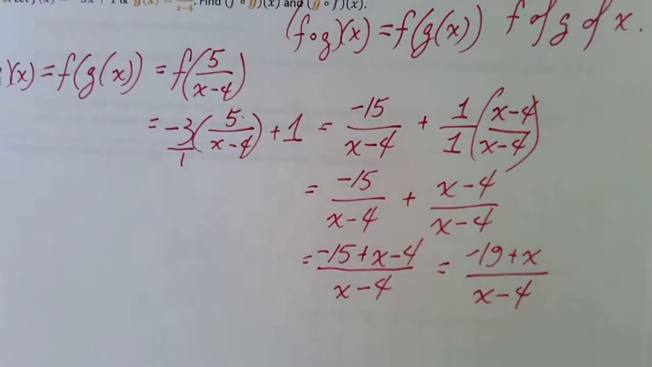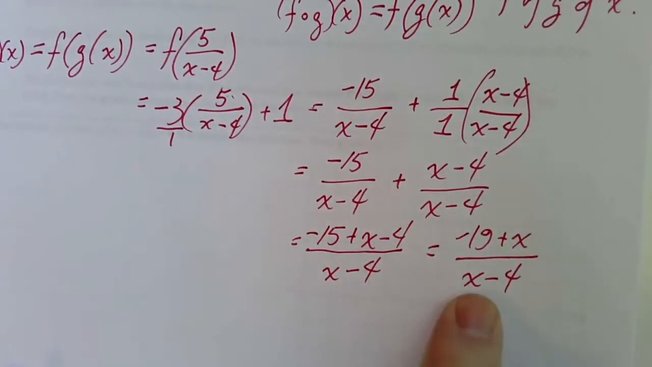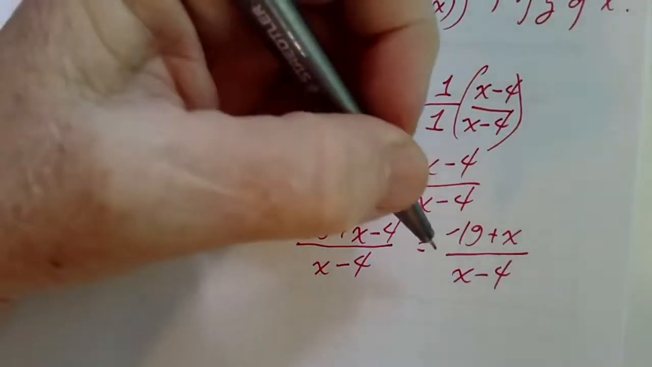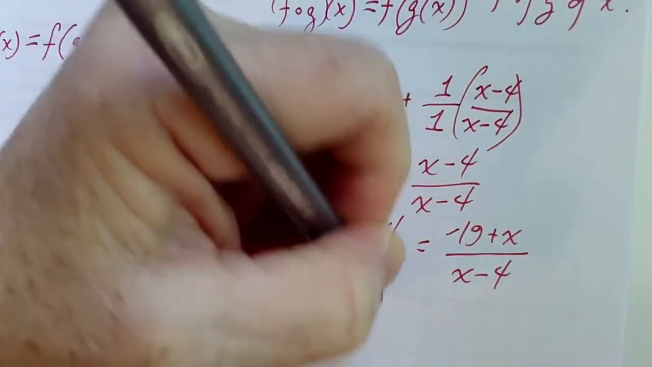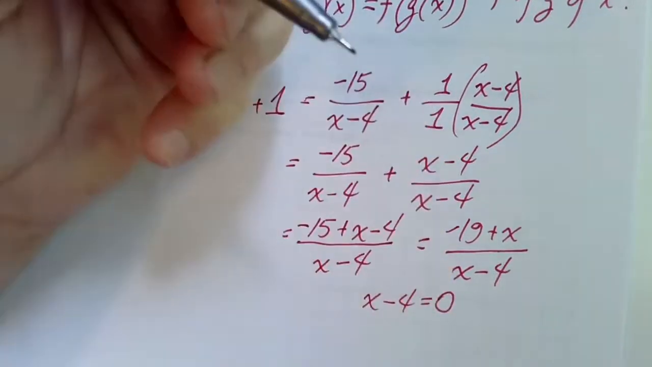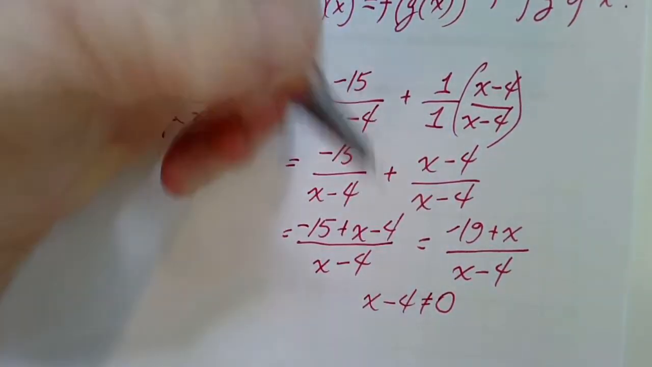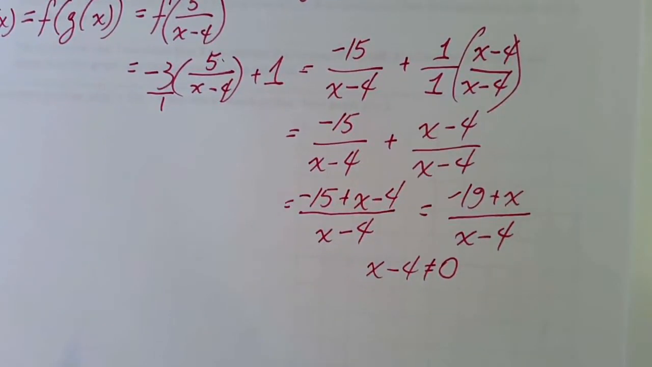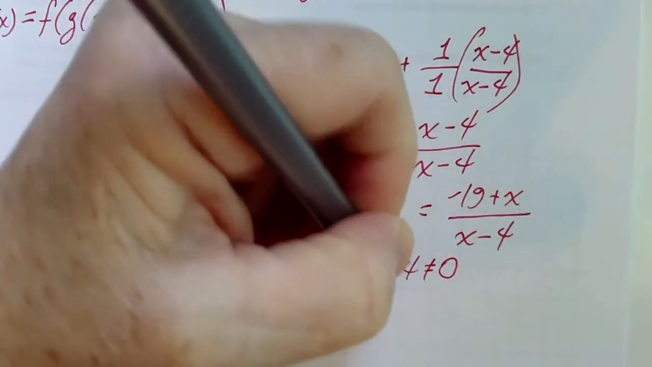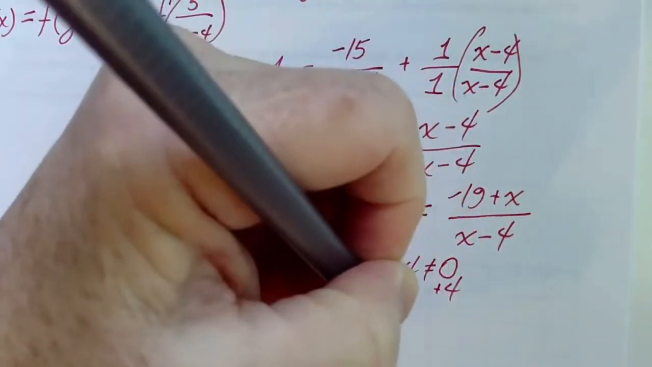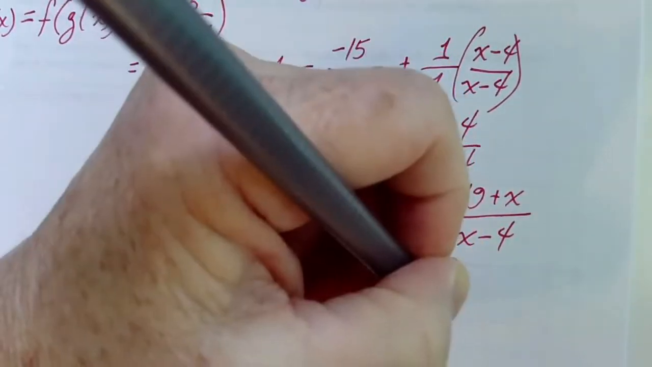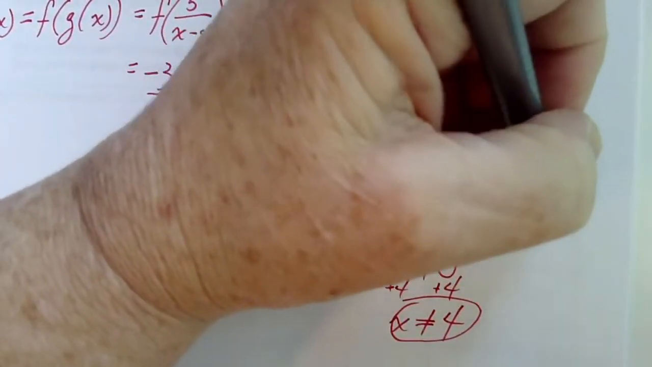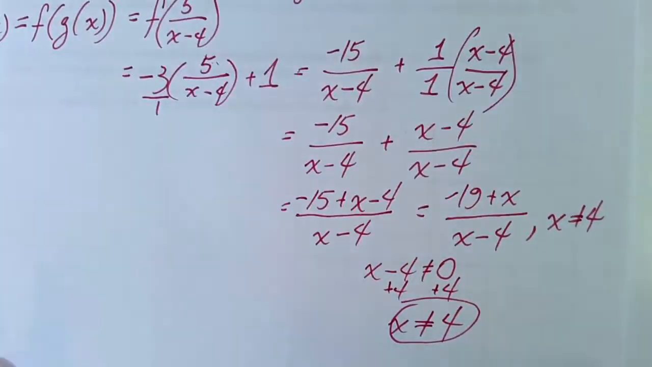It's important to note at the very end, whenever there's an x that will make this thing undefined, what that x is. I noticed that x minus 4 equaling 0 is not okay. We don't want x minus 4 to be 0 because we don't want the denominator of a fraction to be 0. So if I add 4 to both sides, I get that x should not be 4. And that's the value we want to exclude. So I'm just going to put x cannot equal 4.